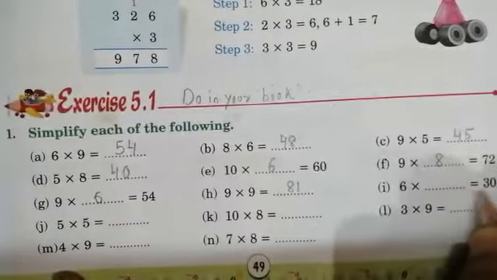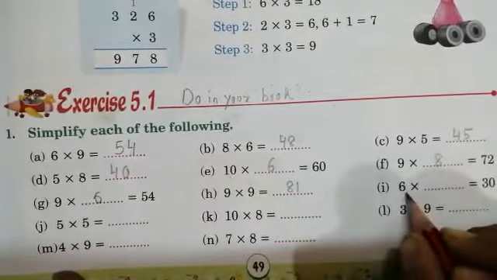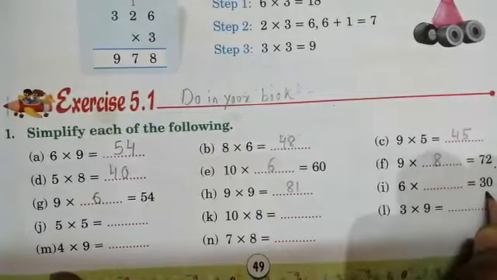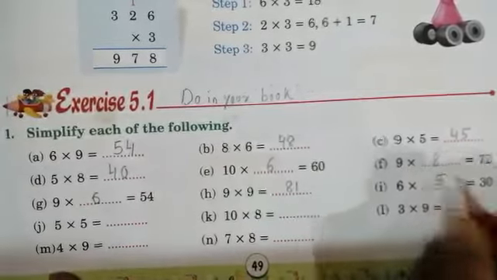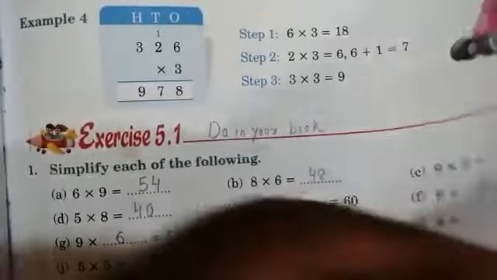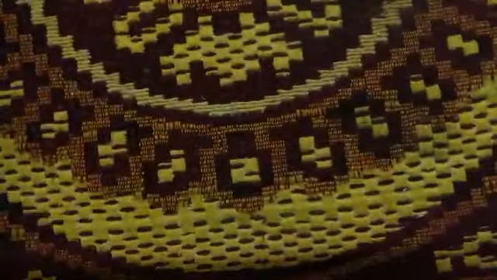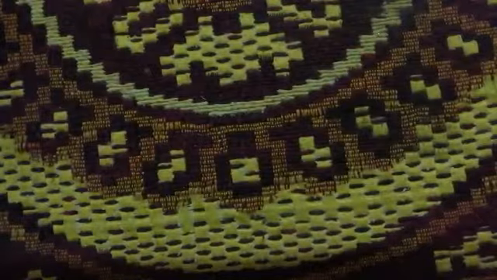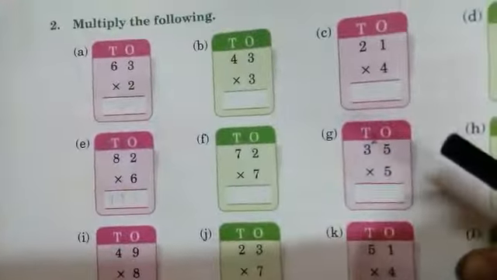Since 6 into dash is equal to 30, here you have to find out in the 6 table where is 30. So 6 into 5 is 30. The rest of the sums you can do by yourself. Now, I think it's clear.